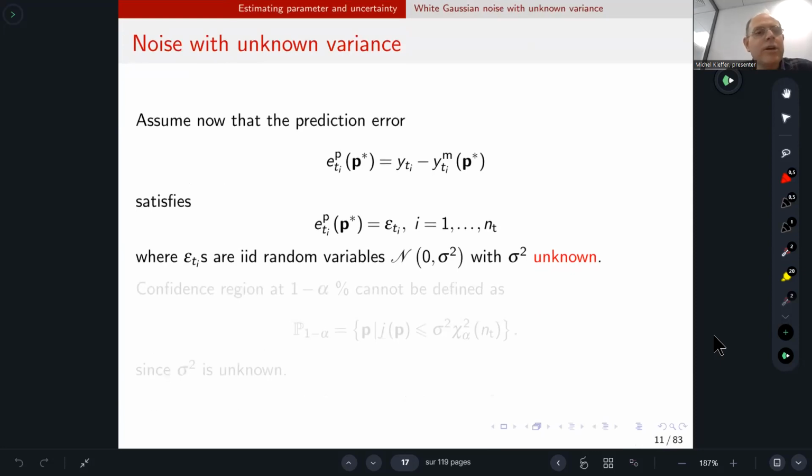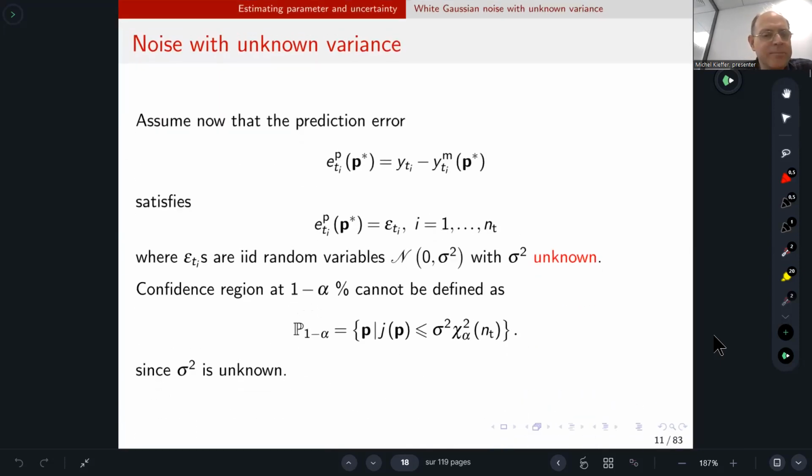Now we go to a slightly more complicated setup. Now we consider that for the true value of the parameter, the noise is still Gaussian, IID, but now the variance is unknown. We are in a situation which is a little bit more complicated. And clearly, we cannot use the previous definition anymore, since here we do not know sigma square. Sigma square is unknown, and we have to be able to define confidence regions without the knowledge of sigma square.